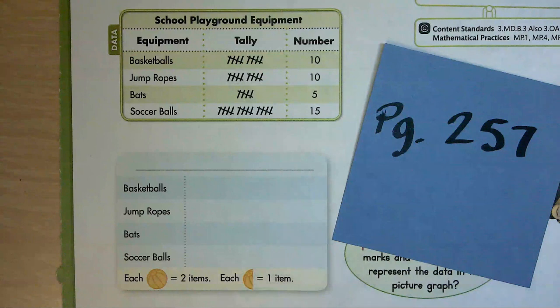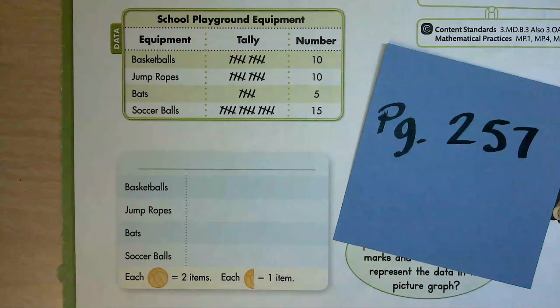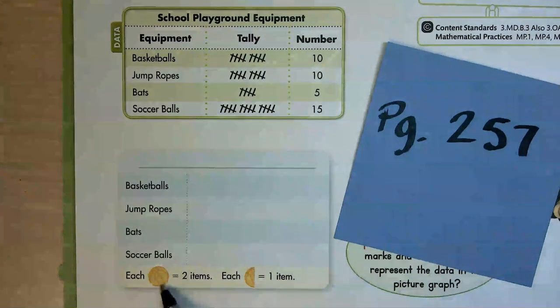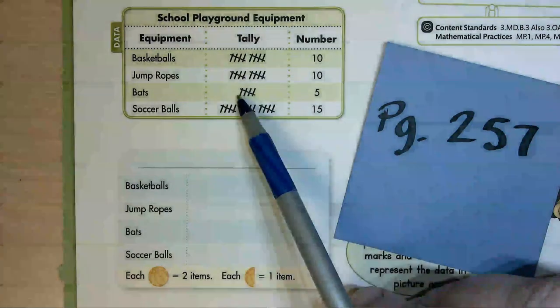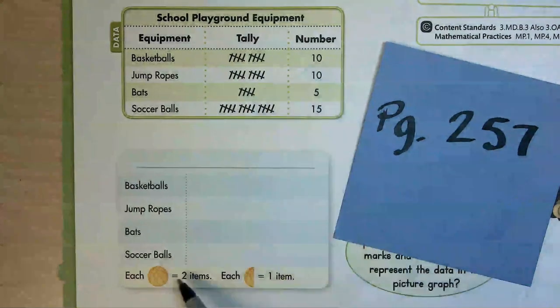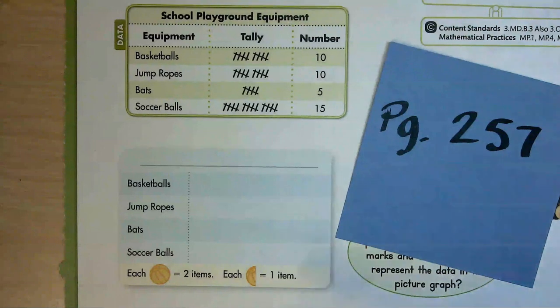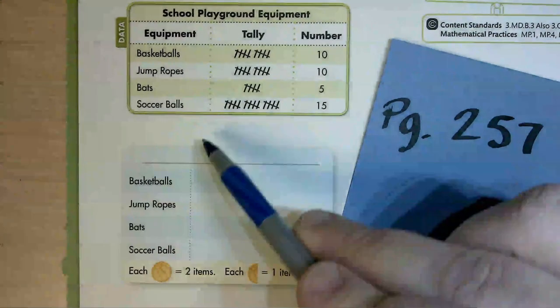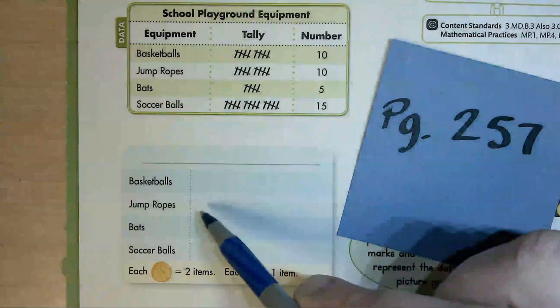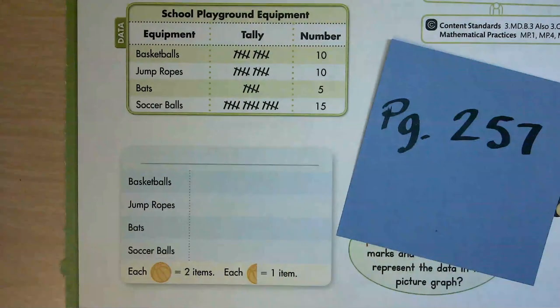Well, they want us to switch it up a little bit. And so for a picture graph, what that means is we're actually going to use a picture. We're not using tallies. We're not using numbers. We're going to use a picture. And when we do this, we want to make them look as close to all the same as possible so that way when we look at them, they can look similar. So I don't want to make a really big basketball up here and then for jump ropes a teeny tiny one. I want to try to make them as close as possible.